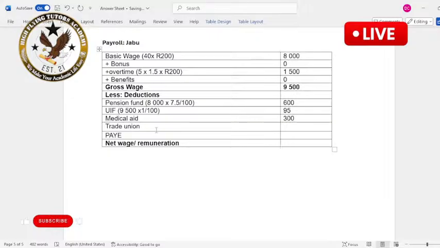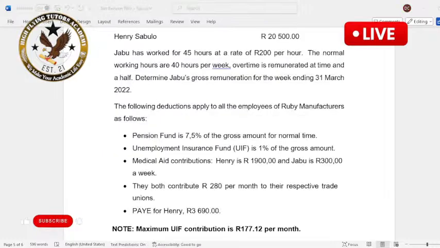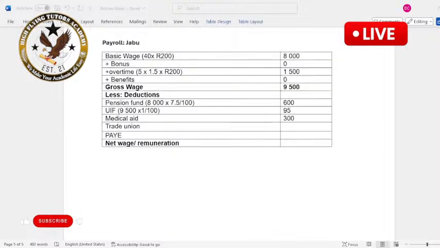and then trade union. Let's go to our question there. Trade union, they say they both pay 280. Trade union, they both pay 280. You go to your answer sheet, you say 280. These are copy and paste now, so a lot of things people must know.